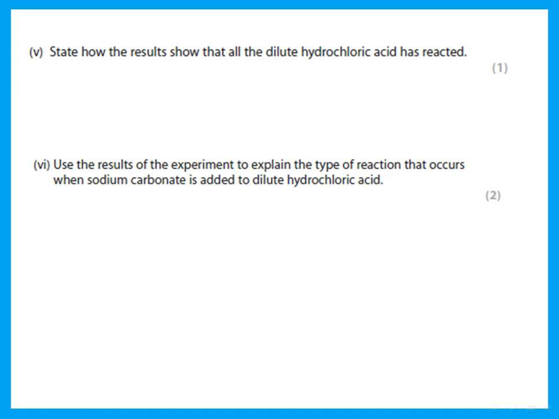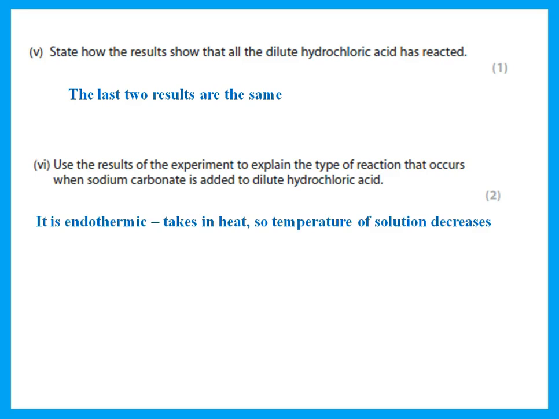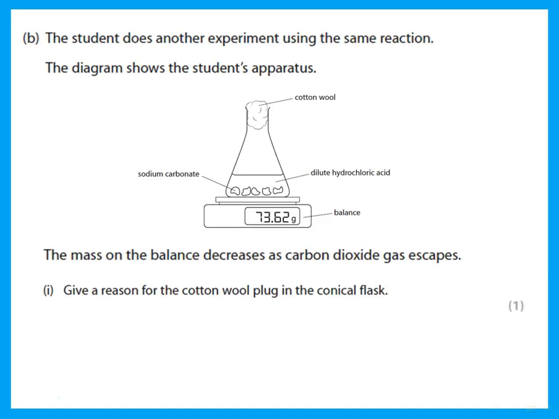State how the results show that all the dilute hydrochloric acid has reacted. Well, the last two results are the same. Remember that if the reaction has finished, then the temperature remains constant, or the results remain the same. Use the results of the experiment to explain the type of reaction that occurs when sodium carbonate is added to dilute hydrochloric acid. Remember the results, the temperature went down. That means the reaction is endothermic, it takes in heat, the temperature decreased.